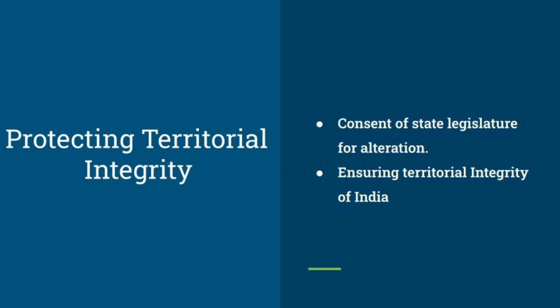Finally, Article 1 ensures the territorial integrity of India by emphasizing that no alteration can be made in the territory of India without the consent of the concerned state legislature. Remember that. That means there may be a state involved in the case where the alteration is happening. That particular state, or more than one state, has to give its consent. Parliament has to get their consent before making this alteration.